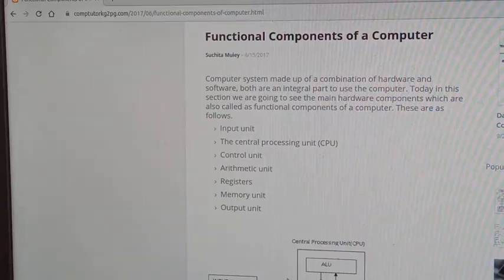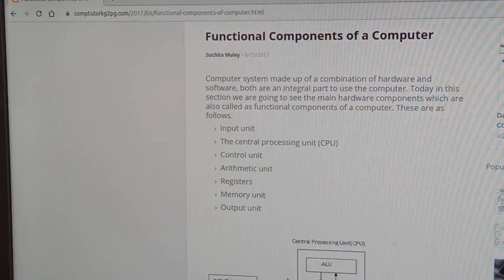Good morning students. In the previous class we already studied the different types of computer on the basis of construction and on the basis of configuration. Today I am going to discuss the functional components of a computer.